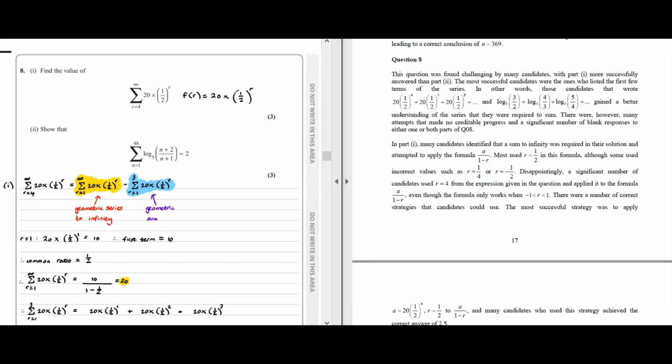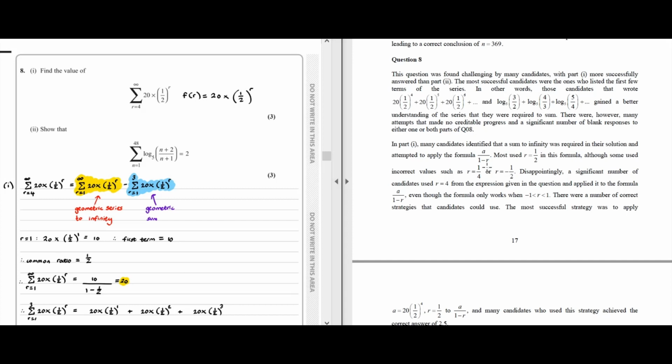Question 8, this was actually quite a difficult question, with the first part being answered more successfully than the second part, which is actually quite surprising. In other words, those candidates that wrote the following over here and this bit gained a better understanding of the series that they were required to sum. Anyway, there were, however, many attempts that made no credible progress and a significant number of blank responses to either one or both parts of question 8.